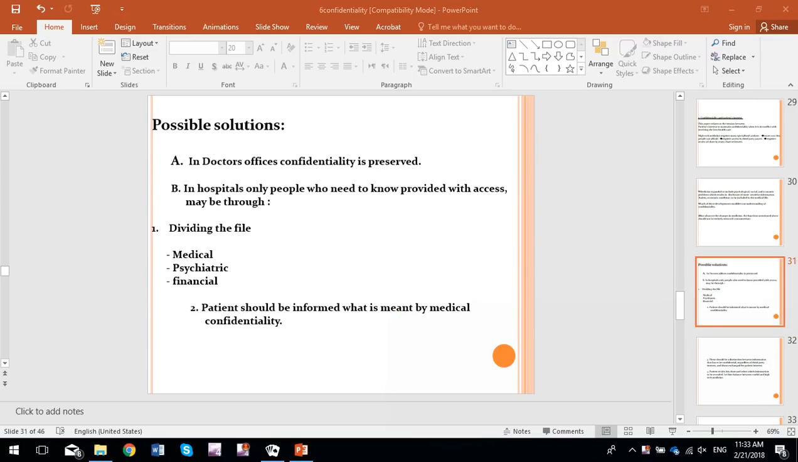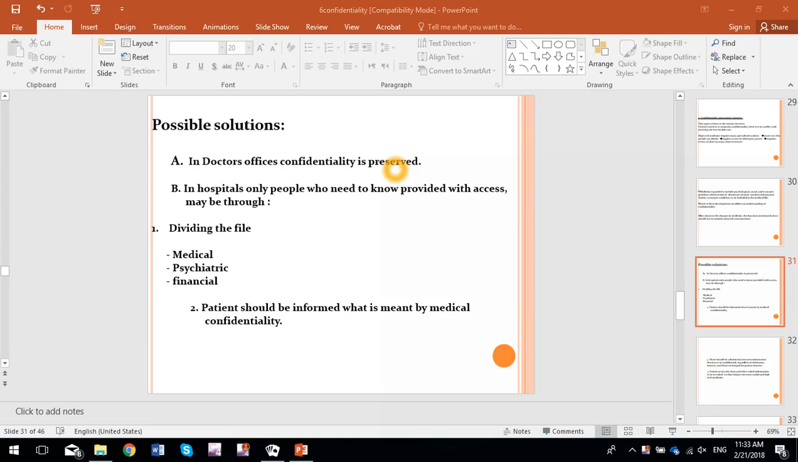What are the possible solutions in terms of confidentiality of information in the medical file of the patient? In the doctor's office, confidentiality is prevalent. So in private practice, you have your own office and you deal with patients. So all the information is between you and the patient. No third party, and therefore the confidentiality here is preserved. But in hospitals, only people who need to know are provided with access.